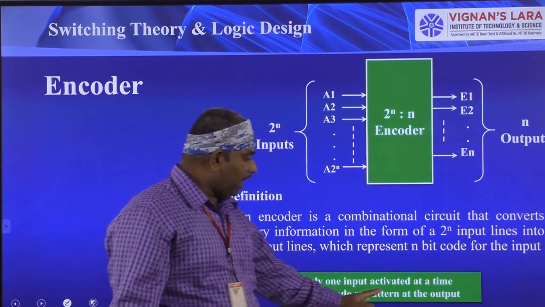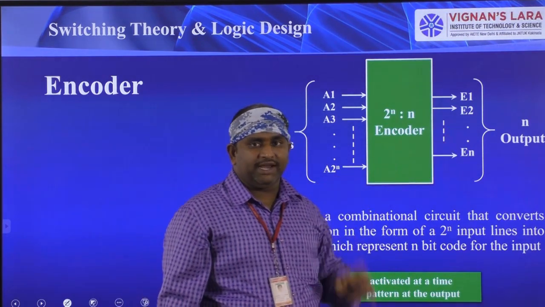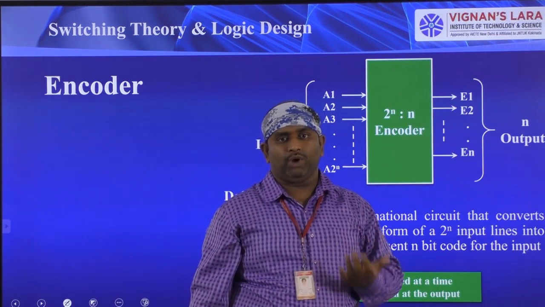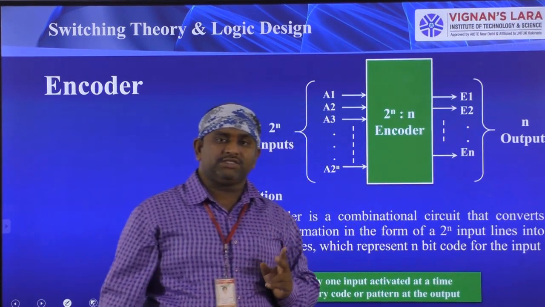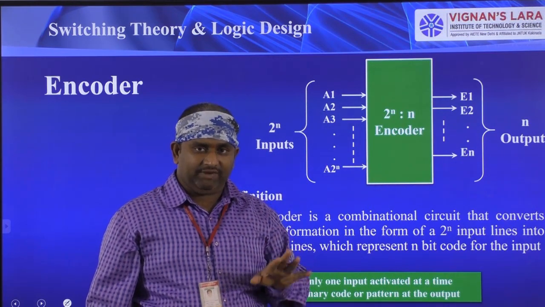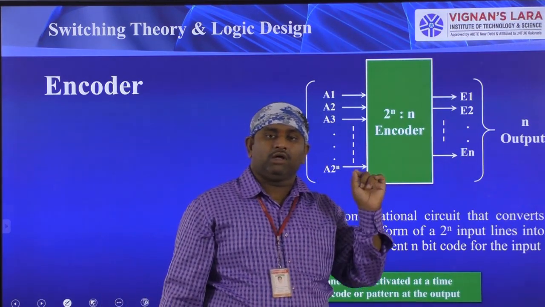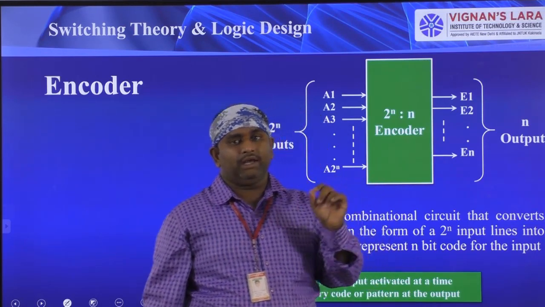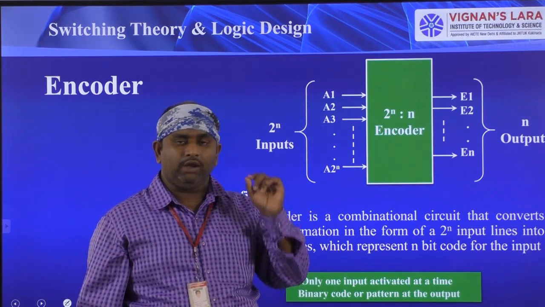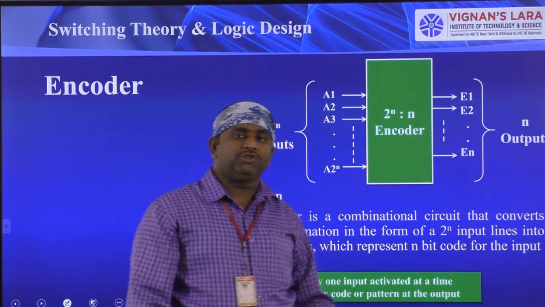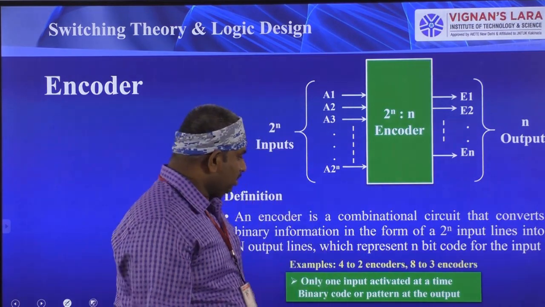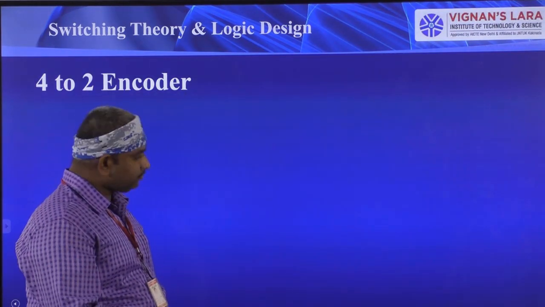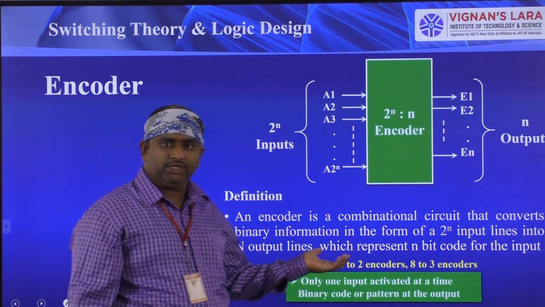Next, the binary code or pattern at the output side. At the output side, we have some binary patterns. If you have 2 outputs, then the patterns are 0 0, 0 1, 1 0, 1 1. If you have 3 outputs, then the patterns are 0 0 0, 0 0 1, 0 1 0, 0 1 1, 1 0 0, 1 0 1, 1 1 0, 1 1 1. So these are the output patterns if you have 3 outputs. That we will see now. Next, the examples of encoders: 4 to 2 encoder, 8 to 3 encoder. So this is the introduction related to this encoder.